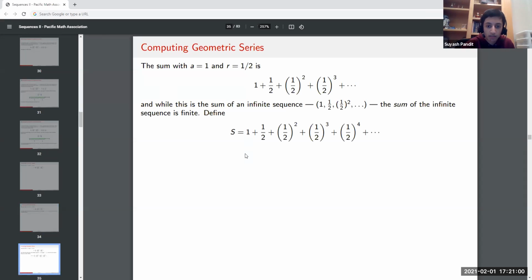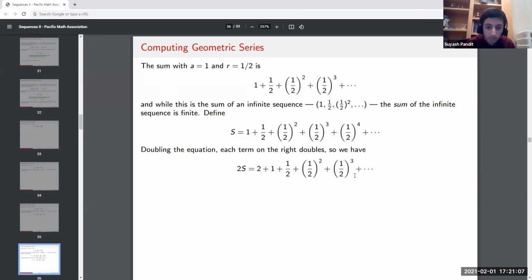So like I said, this one would be equal to 2. So let's define S. Now, we're going to multiply everything by 2. So on the left, we have 2S. 1 doubles to 2, 1/2 doubles to 1, 1/2 squared doubles to 1/2, 1/2 cubed doubles to 1/2 squared, and so on. Does everyone understand that? We're just doubling the sequence. So in general, 1/2 to the power of n becomes 1/2 to the power of n minus 1, because 2 and 1/2 are inverses. So it just cancels one of the 1/2s out.